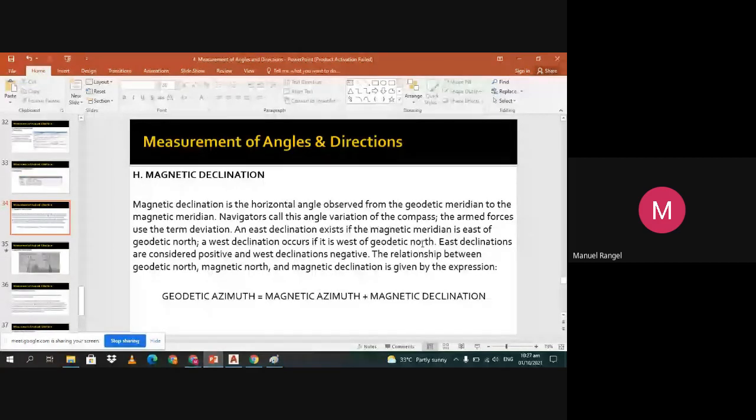So a magnetic declination using the magnetic meridian is nag-decline through east or through west lang siya. So pag sa east is declination, pag sa west declinations. So east declinations are considered positive and west declinations are negative. The relationship between geodetic north, magnetic north, and magnetic declination is given by the expression: geodetic azimuth is equal to magnetic azimuth plus magnetic declination. Okay.